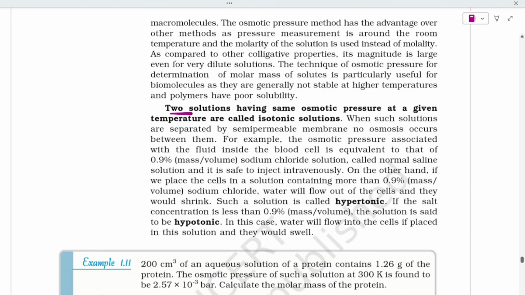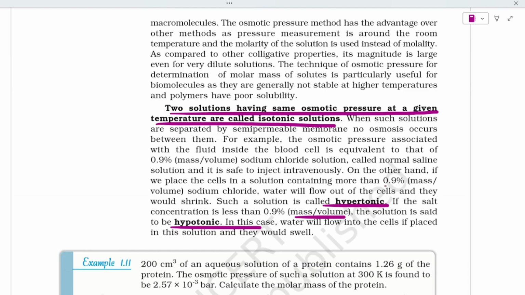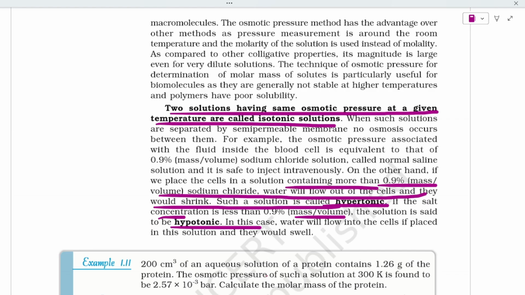Two solutions having the same osmotic pressure at a given temperature are called isotonic solutions, and those having different osmotic pressures are called hypertonic and hypotonic. For example, 0.9% mass by volume sodium chloride is isotonic. In a hypertonic solution the cell would shrink, where the concentration is more, and in a hypotonic solution the concentration is less.